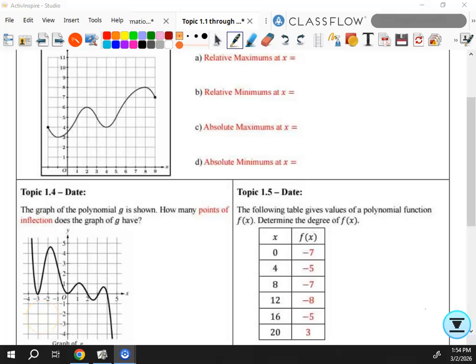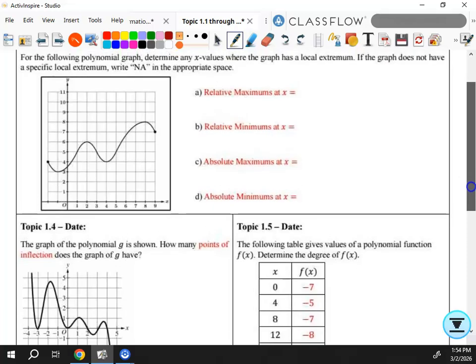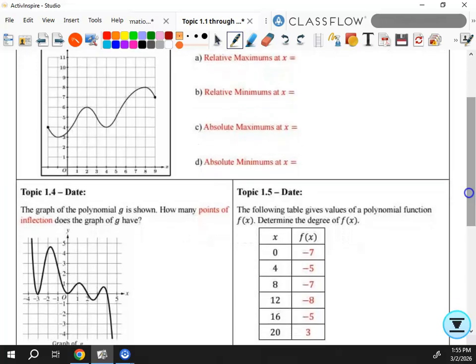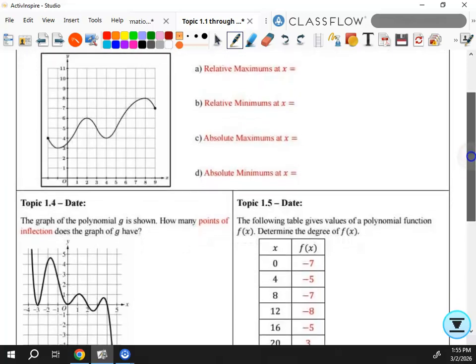All right, let's go over this warm-up. It says, for the following polynomial graph, determine any x values where the graph has a local extremum. It's like extrema, extremes. If the graph does not have one, we put NA. Okay, so what's another word for relative max and mins?